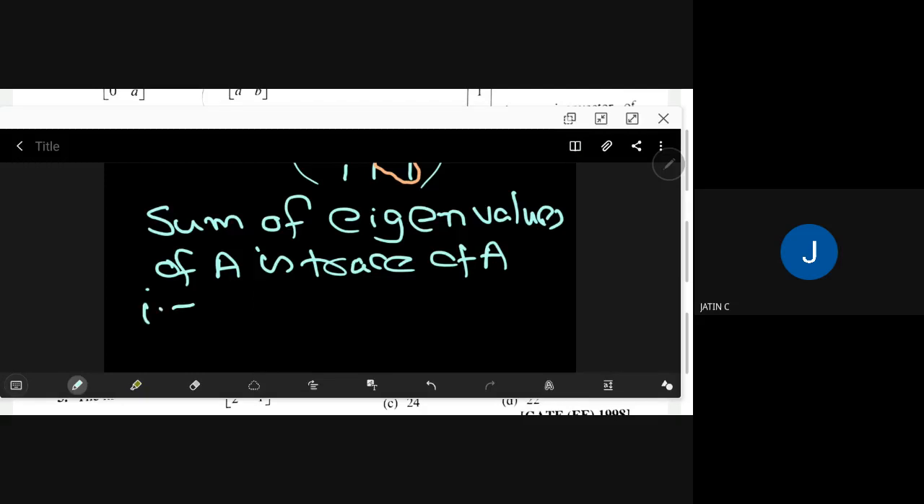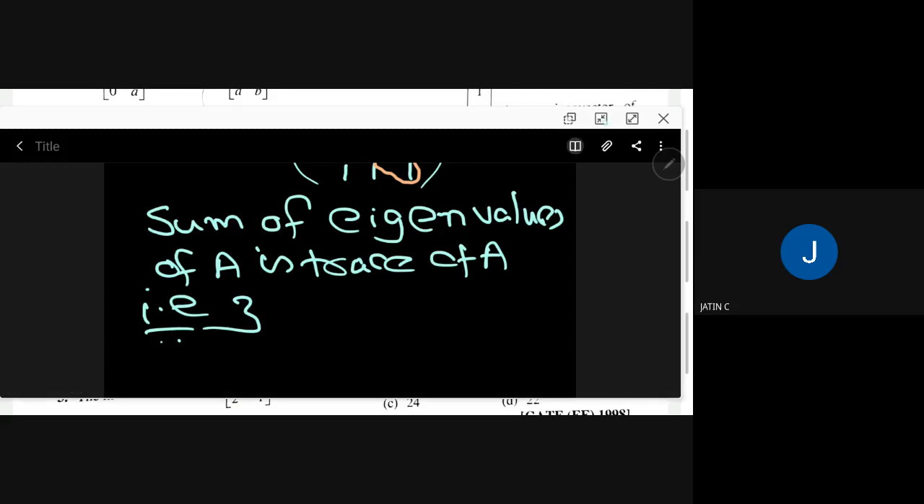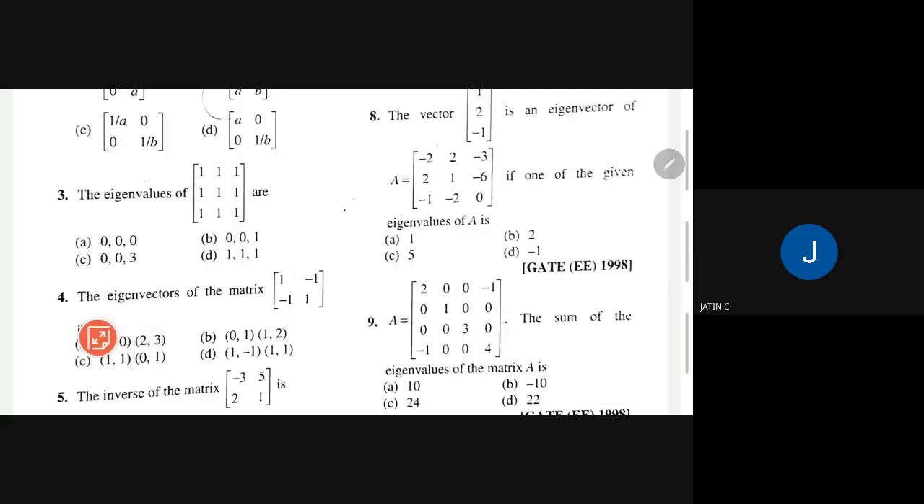So trace of A is 3. When we look at the alternatives, for the first one, A, 0, 0, 0, the sum is not 3. Similarly, the second one, B, the sum is also not 3. The third one, 0, 0, 3, is there, and the other one is 1, 1, 1. Now you have to resolve this one.